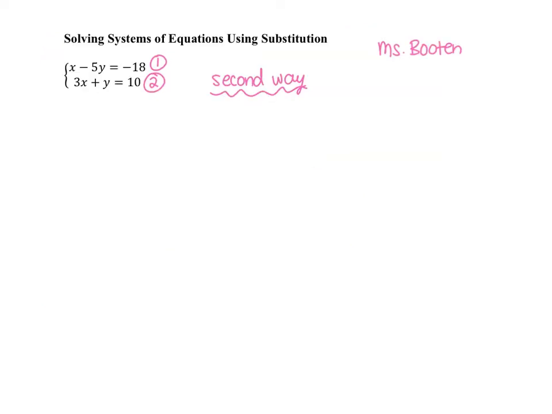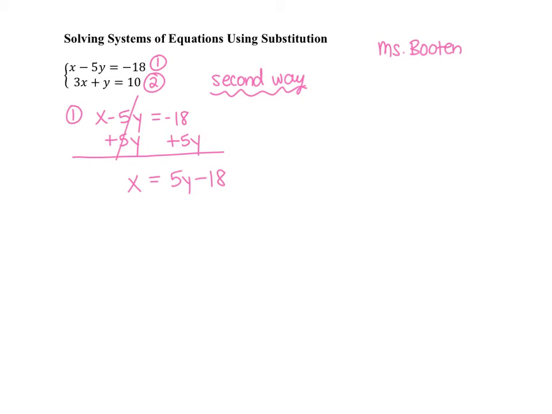Okay, this is the second way to solve it, by taking the first equation and solving it for x. Since I'm trying to get the x term by itself, I'm going to leave it alone and get rid of this negative 5y. To get rid of the negative 5y, we're going to add 5y to both sides. That zeroes it out on the left side, leaving us with just x equals. These are not like terms, so we can't combine them, so we just write them side by side: 5y, and then minus 18.